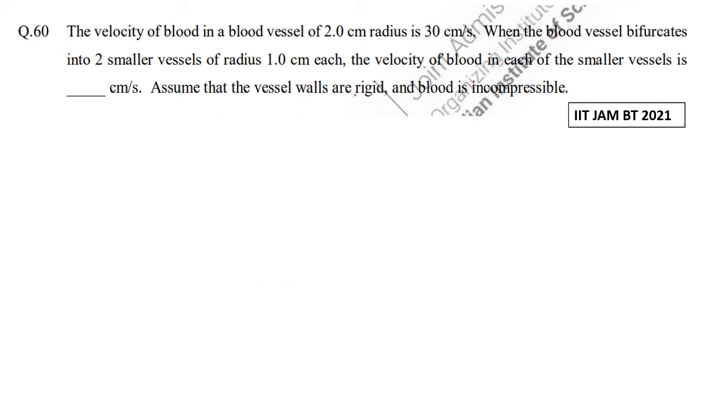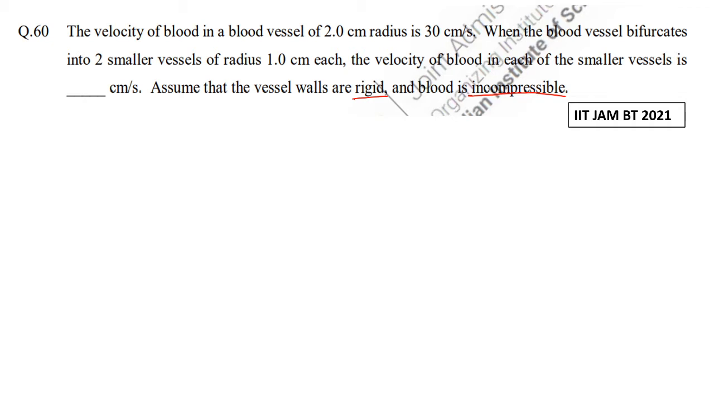Now, first of all, let me tell you these two words. The vessel walls are rigid and blood is incompressible. What do these two words mean? If vessel walls are rigid, that means the vessel volume would not be changed, and if blood is incompressible, that means the volume of blood would not be changed. That means the volume of vessel would be equal to the volume of blood.